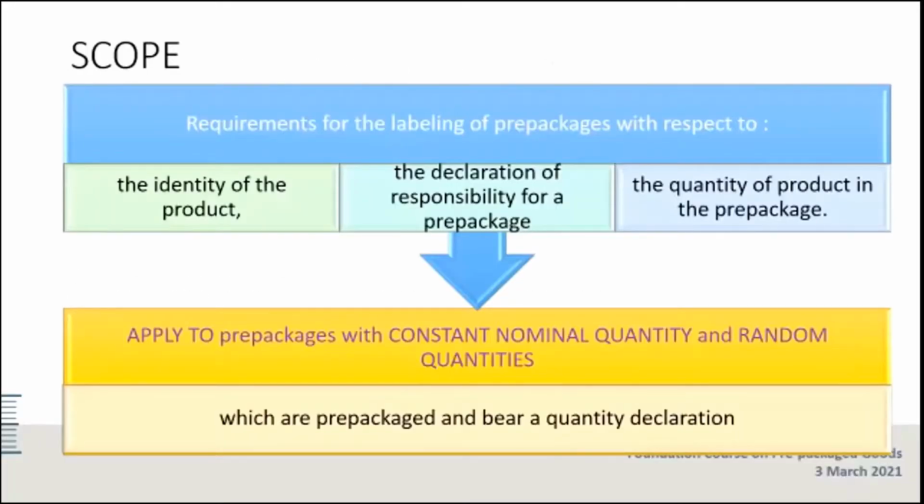For scope and terminology, there are 3 main things that the requirements of the prepackage in labeling relate to: the identity of the product, the declaration of responsibility for a prepackage, and the quantity of product in the prepackage. It applies to all prepackages with constant nominal quantity and random quantities, which are prepacked first and bear a quantity declaration. So when you see prepackaged goods without any quantity declaration, you have to understand whether it is really a prepackaged good or not.